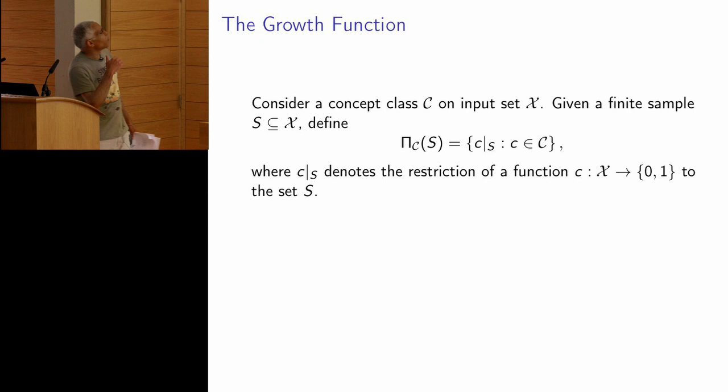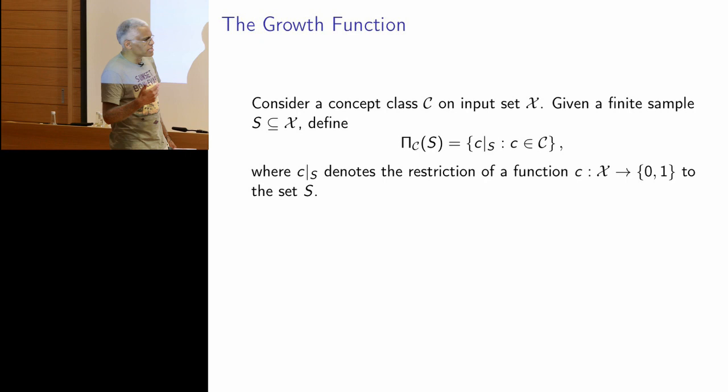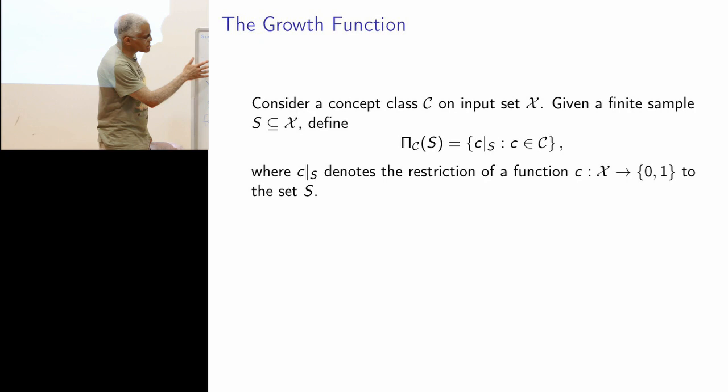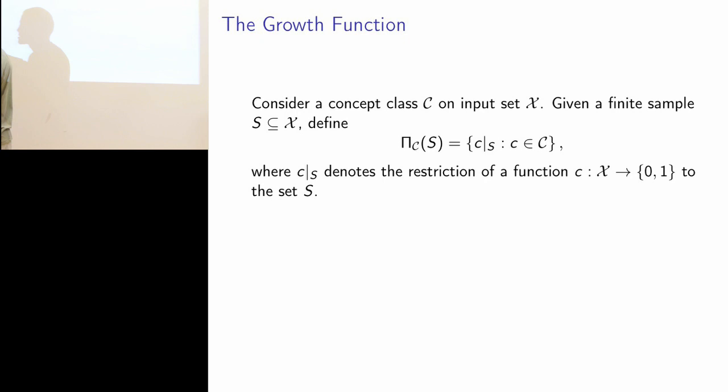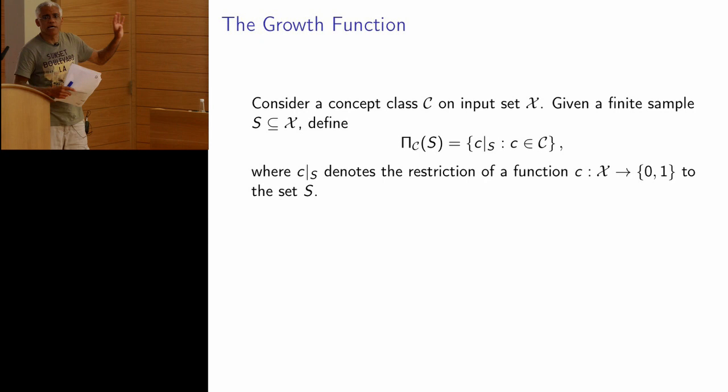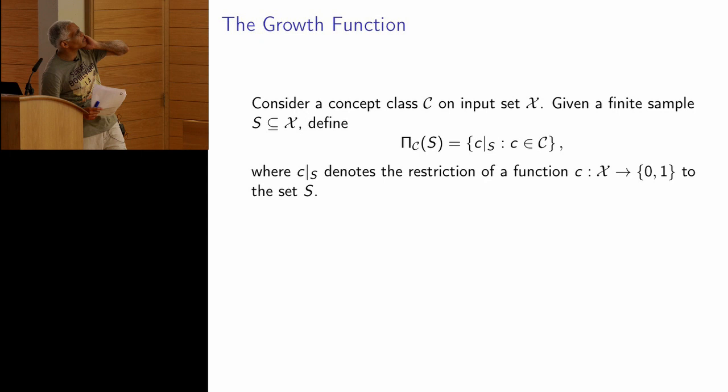So there is this notion of VC dimension, and what we're heading towards is a result that says that a concept class C is PAC learnable if and only if it has finite VC dimension. So this is a classical result. And why is VC dimension so useful? It's a way to get a bound on the so-called growth function of a concept class.